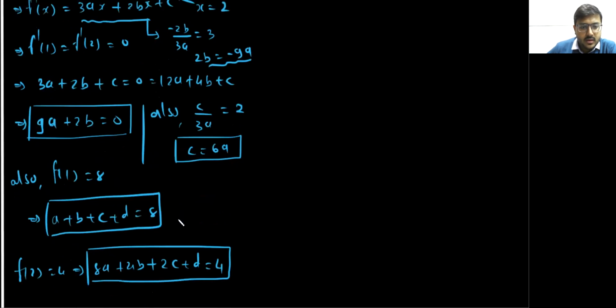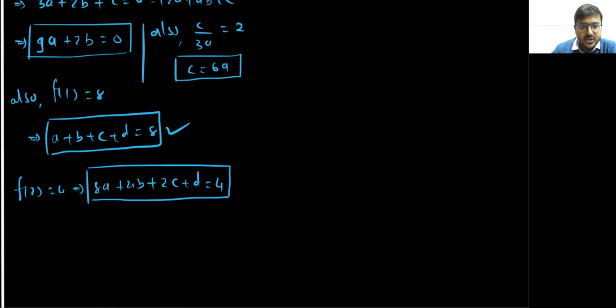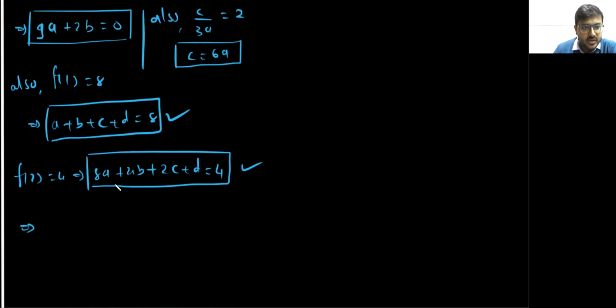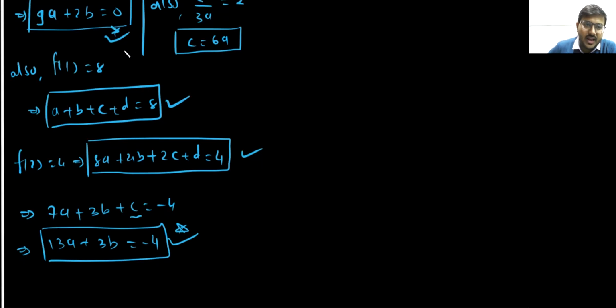Okay, then let's go with the elimination of these two equations. So 8a minus a, that is 7a plus 3b plus c is equal to minus 4. Let me put c as 6a. So 6a plus 7a, that is 13a plus 3b is equal to minus 4, right? So now we got an equation in the form of a and b. We have two equations in a and b, so by doing the elimination, we'll get a, then we'll get b.